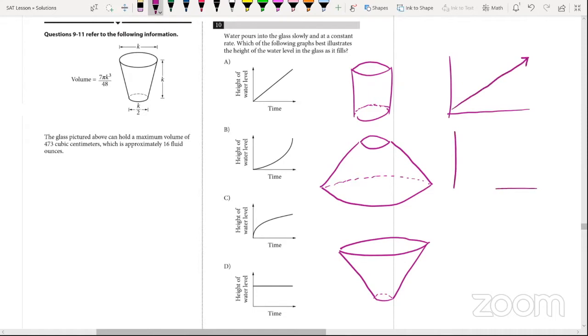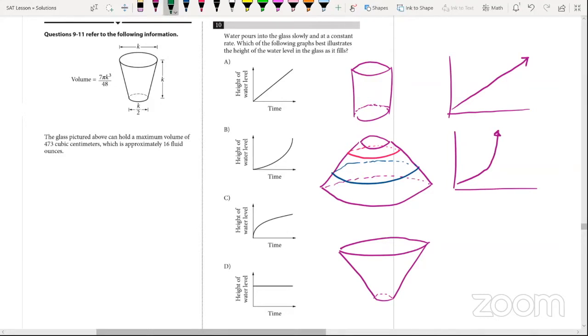The second one, as we fill it, notice that the cross-sectional area gets smaller. So like right here, that would be the cross-sectional area. But once we get to this level, this would be the cross-sectional area. So the area of what you're filling becomes smaller the higher you go. So as we're filling it, it's going to fill faster and faster and faster because the same amount of water is now filling less space. It's going to fill up faster.